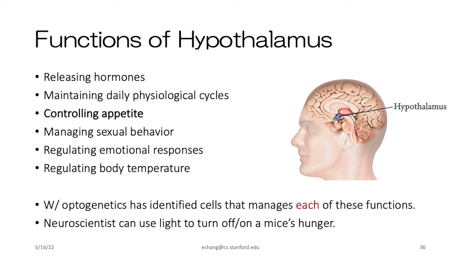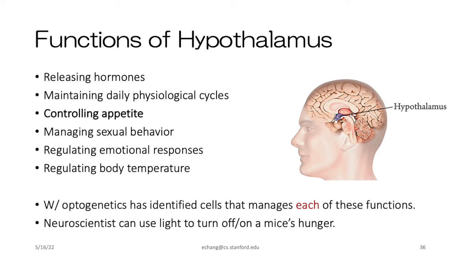And with optogenetics, we can successfully identify the neurons in this region which manage each of these functions. So precisely for eating disorder, we can identify the neurons which manage appetite. And neuroscientists have already shown they can successfully turn on or off a mouse's neurons for hunger. But here, turning on or off the neurons for managing appetite is not helpful for curing eating disorder. Because if we turn hunger off, we are just making the situation worse, and if we keep the hunger sensation up, the person is not going to eat anyway.